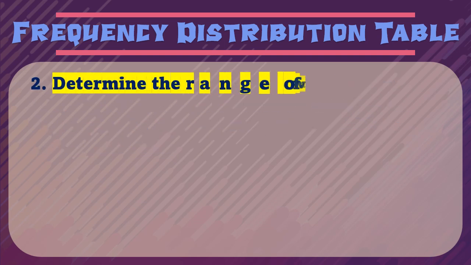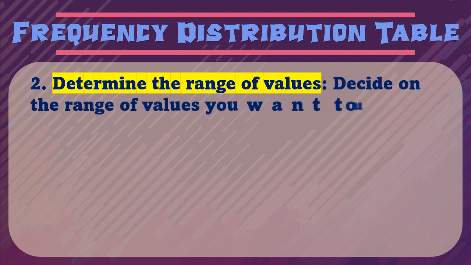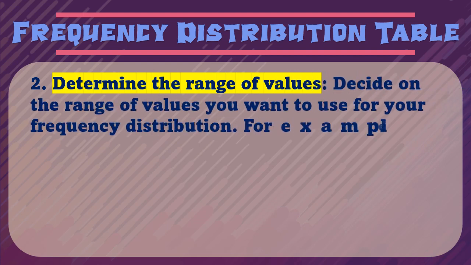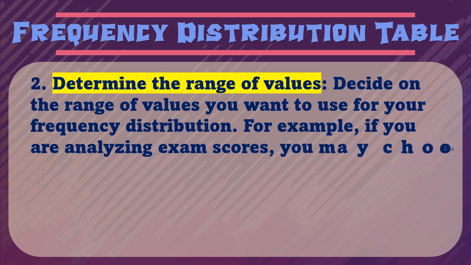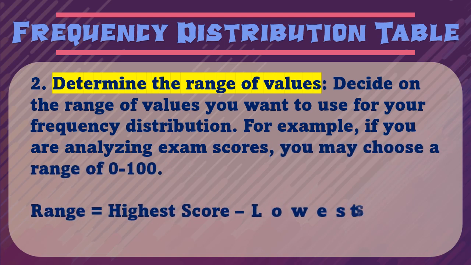2. Determine the range of values. Decide on the range of values you want to use for your frequency distribution. For example, if you are analyzing exam scores, you may choose a range of 0-100. Range equals highest score minus lowest score.